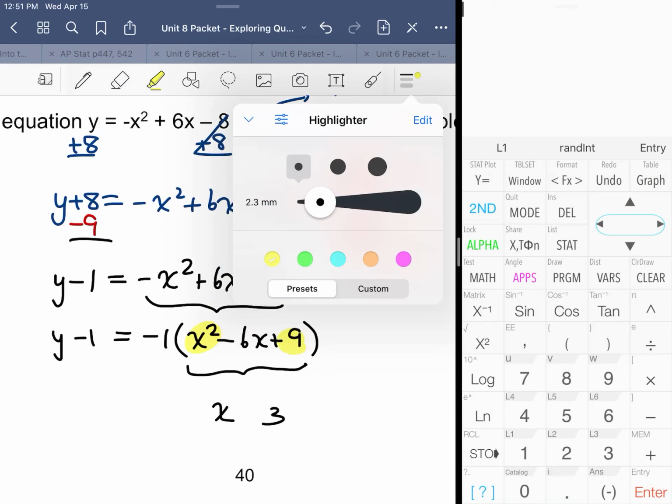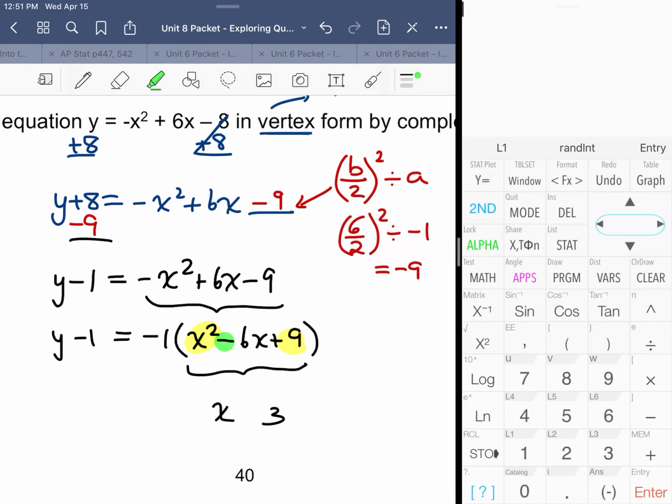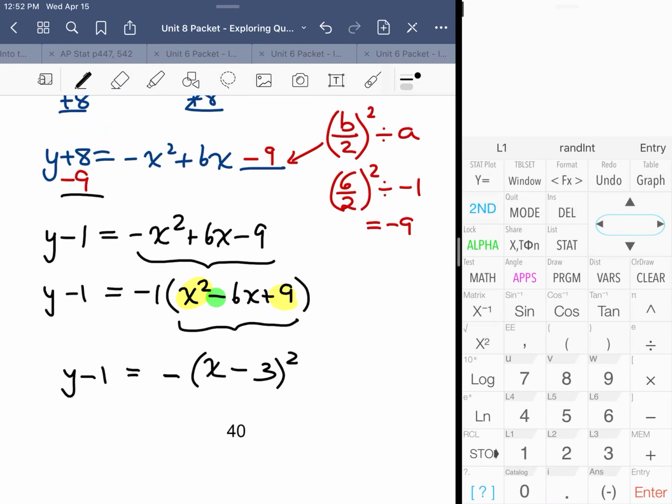I'm going to go green. Nice vibrant green there for you. Squared. I don't need to bring down the 1 with the negative sign, so I'm just going to bring down the negative itself. You can bring down the 1 if you want. Y minus 1 on the left. Then the last step would be to add the 1 to both sides. And we'll have y equals negative x minus 3 squared plus 1.